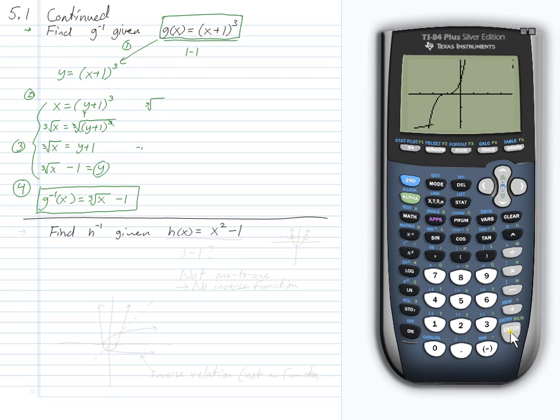Now, let's try one more. We would like to find h inverse, given that h of x is this function x squared minus 1. So the first thing we want to do is figure out, is this 1-to-1? Well, we know what x squared minus 1 looks like. That's the basic parabola shifted down 1 unit. And that fails the horizontal line test. So this is not 1-to-1, and therefore, no inverse function exists.